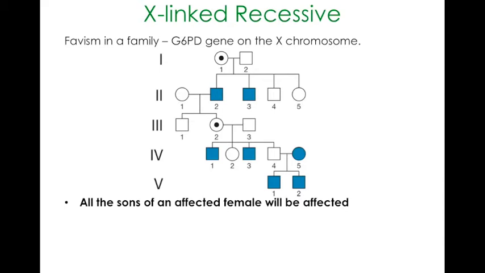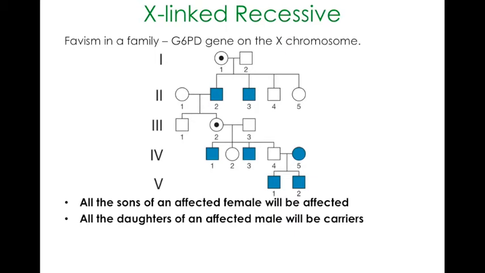Okay, and so all the sons of a female with the trait will be affected because the sons inherit the X chromosome from their mums, and all the daughters of the males will be carriers, right? Because the males who have it will pass that on to their daughters. They won't exhibit the trait, but they will carry it. And the sons cannot inherit the condition from their father because sons get the Y chromosome from their dads. They don't get the X chromosome.